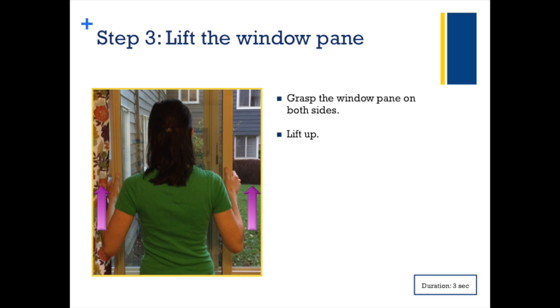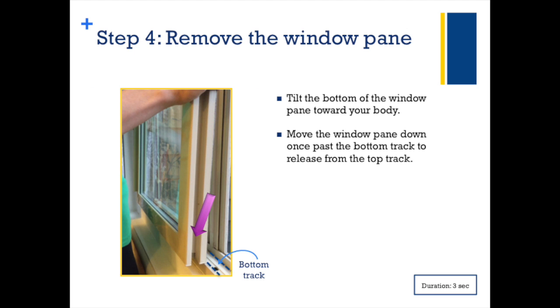The next step is to lift the window pane. Grasp both sides of the window pane with both hands. Lift up. To remove the window pane, tilt the bottom of the pane toward your body. Once you have passed the bottom track, move the window pane down to release it from the top track.